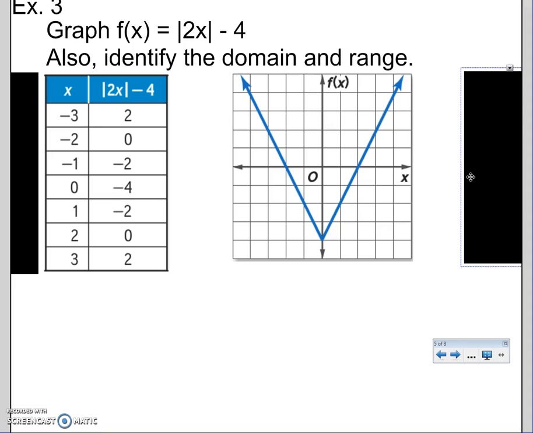Now again, domain and range. Domain is how far left and how far right does the graph go. This goes left forever, so all the way to -infinity. This goes right at a diagonal forever to +infinity, and it's not skipping any x's, so again, that's all reals.